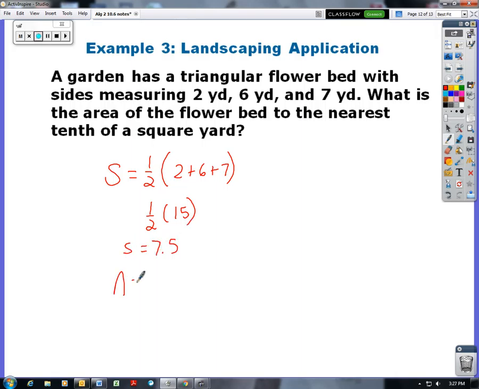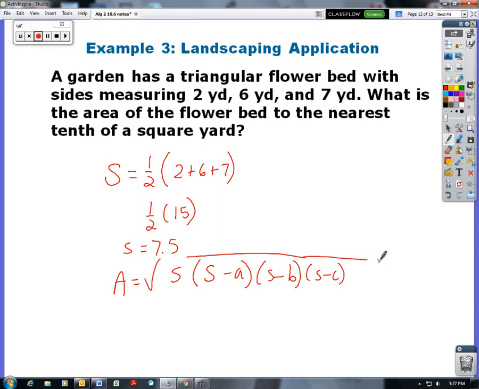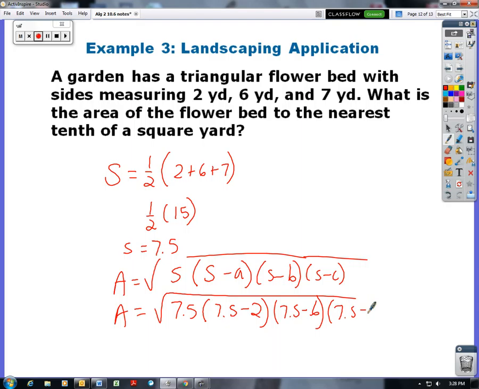And then the area is the square root of S times S. Whoops, let's go back. Why don't I write the formula down? S minus A times S minus B times S minus C. Okay, now I'll plug numbers in. So S, big square root. S is 7.5. 7.5 minus A, which is 2, times 7.5 minus 6, times 7.5 minus 7.